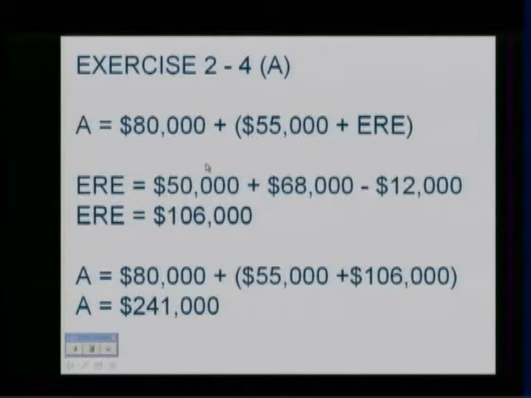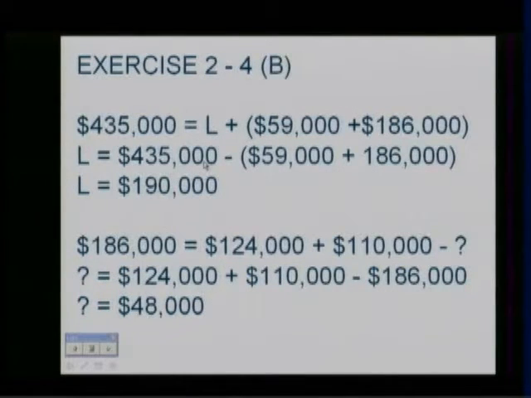being $106,000. So going back to the original equation, A equals L, 80,000, plus OE, and OE means you take your paid-in capital plus your ending retained earnings of 55 and 106. Add those up, your assets are equal to $241,000.